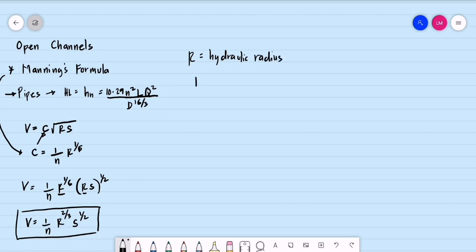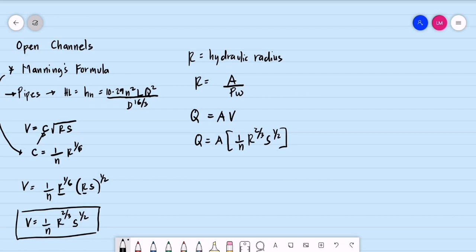The hydraulic radius is equal to the cross-sectional area of the channel divided by the wetted perimeter. Okay, so if we are to compute the discharge or rate of flow over an open channel, that is basically equal to the area multiplied by the velocity, and we are using the velocity from Manning's, which is 1 over n, hydraulic radius raised to 2 over 3, hydraulic slope raised to 1/2.